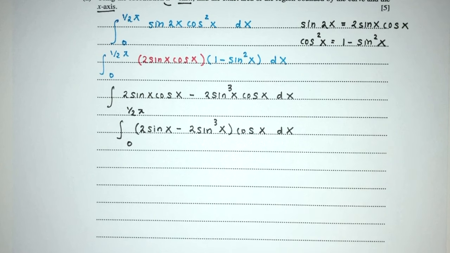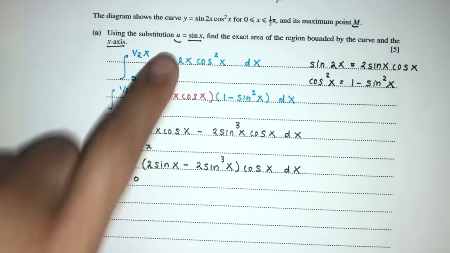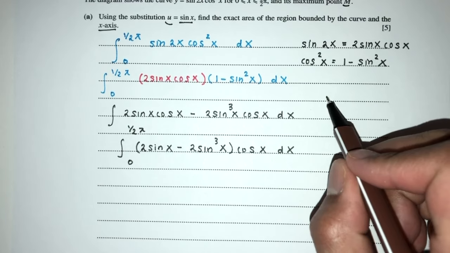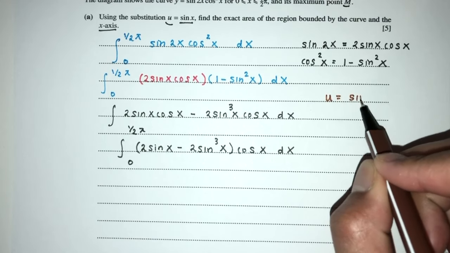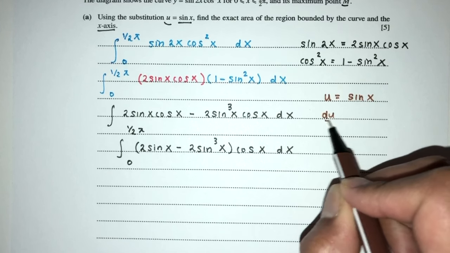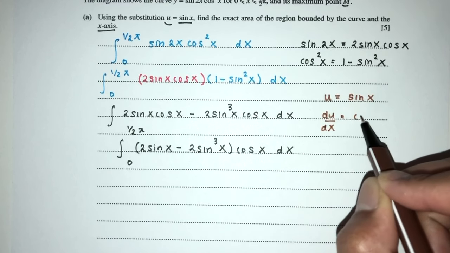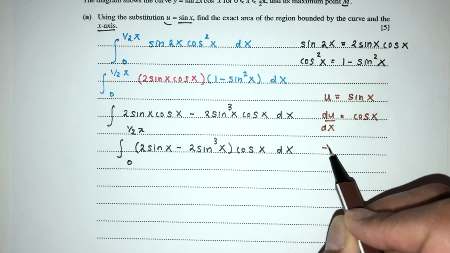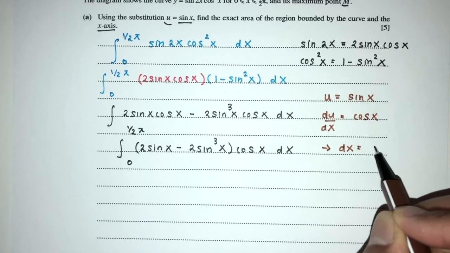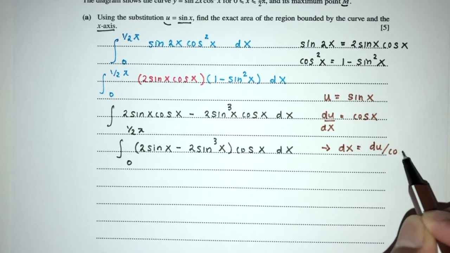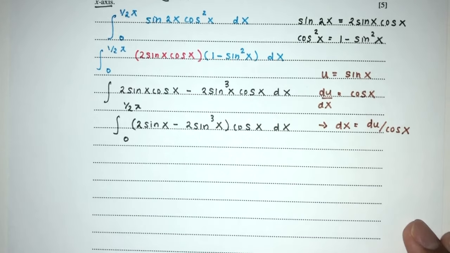Now we can begin by using the substitution of u equal to sine x. So if u equals sine x, du by dx will be cos x, which means dx has to be du over cos x. Now simplify.